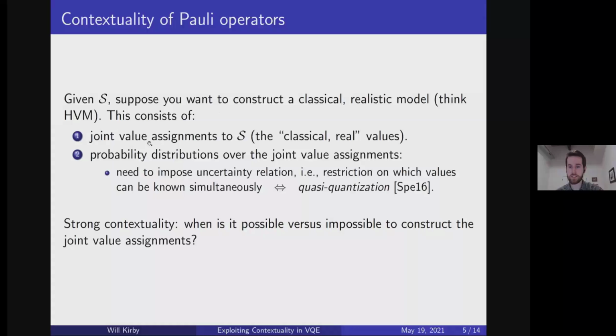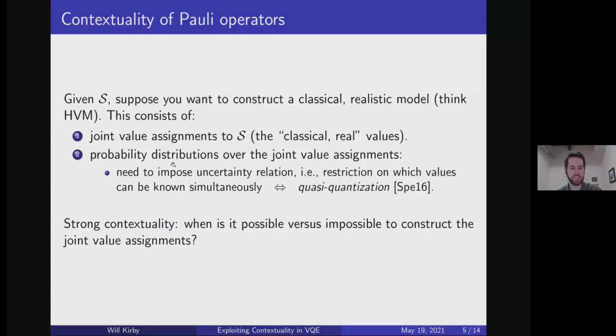The first piece is some set of joint value assignments to the Pauli operators in S. This just means that we're assigning values plus or minus 1 to each of them, because those are the eigenvalues. We can think of these joint value assignments as something like phase space points for this classical model. In our realistic interpretation of the model, these correspond to the classical real values.